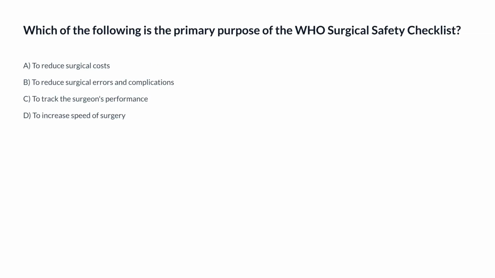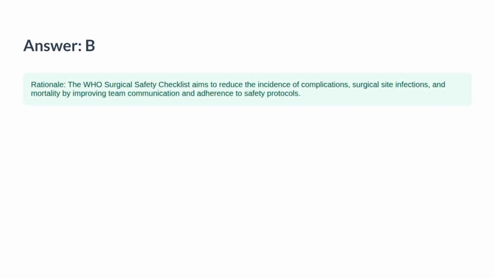Let's begin with the first question. Which of the following is the primary purpose of the WHO Surgical Safety Checklist? The answer is B, to reduce surgical errors and complications. The checklist is designed to improve team communication and adherence to safety protocols.